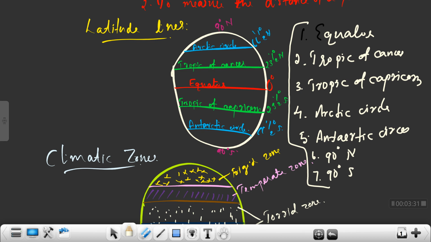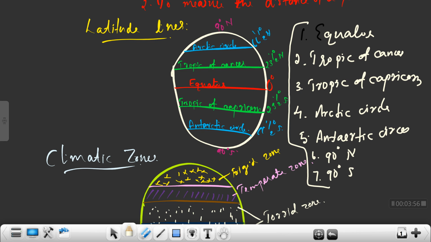First one, equator. Equator is the longest line of latitude, and it represents 0 degree. Which is the longest line of latitude? Equator. What is the degree of that equator? 0 degree.